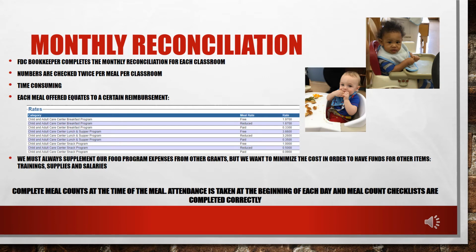Each meal per child equates to a certain amount of reimbursement that the FDC receives from the CACFP. Now, this is only a supplemental portion of what the actual food program expenses are. We must use other grants and accounts to fully pay for the expenses used up, but we definitely want to minimize the errors so we get the exact amount of reimbursement that is due.